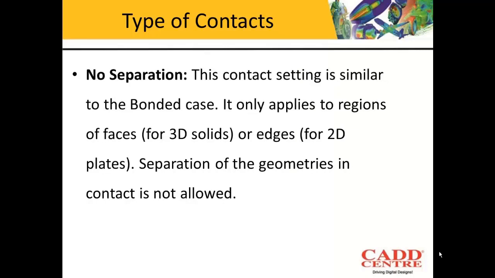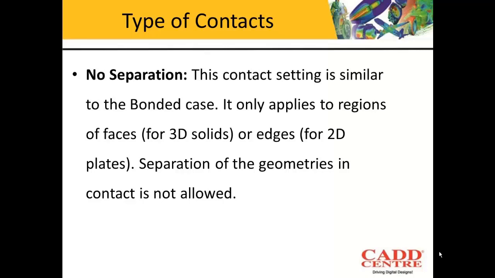Next, we will talk about no separation. The no separation contact is similar to the bonded contact, where the two surfaces can slide a little but they cannot separate. Please understand, these two surfaces, wherever you have given a no separation contact, they can slide very little with respect to each other, but they cannot separate from each other. You can use this contact when you are very sure that the load applied to these plates would always be in such a manner that these surfaces will not separate.